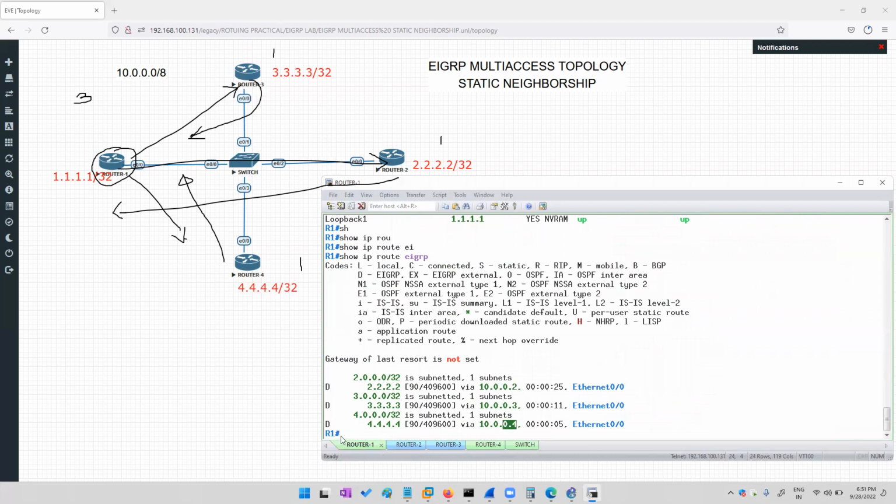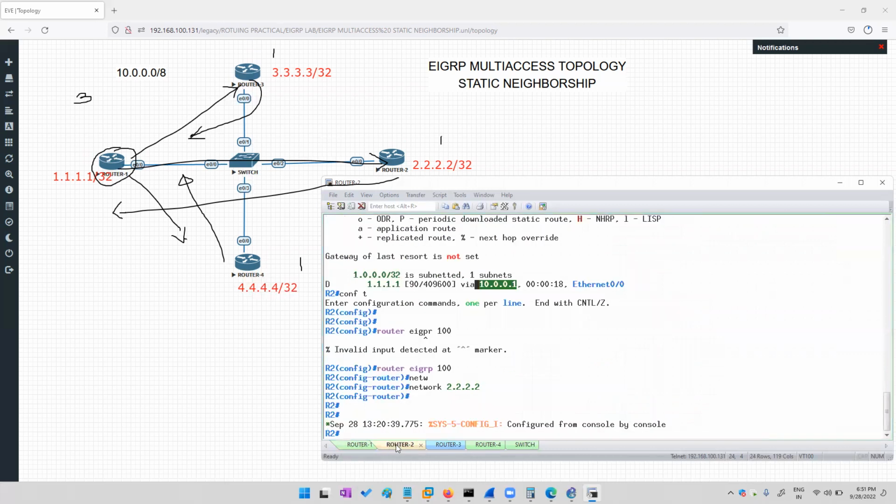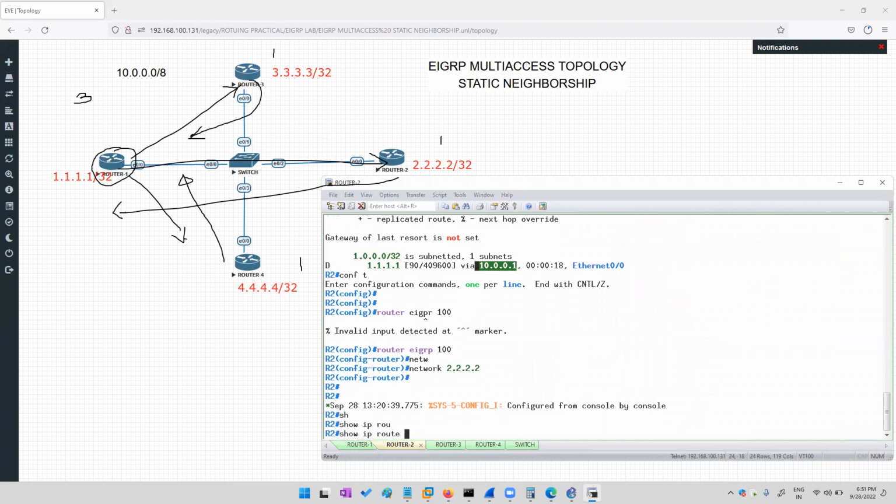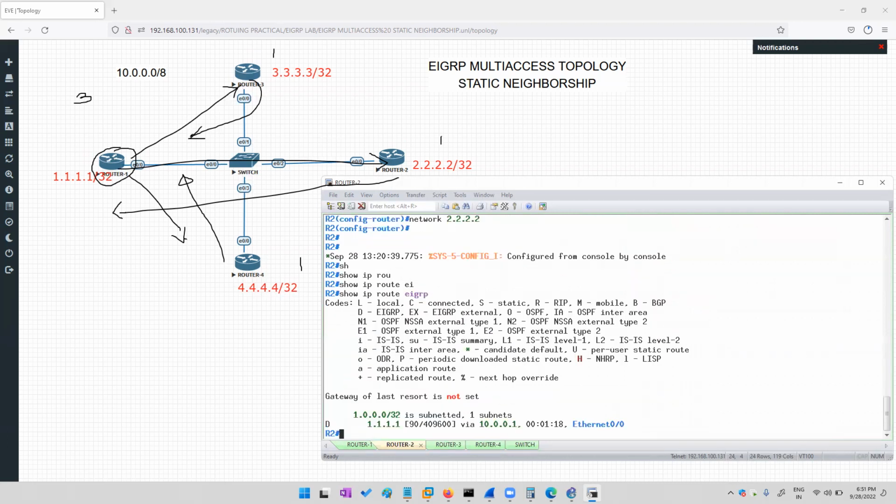But whenever R1 sends this same network information to R2, R3, R4, R2, R3, R4 each have only one neighbor. Which one? R1. Now verify on R2, show IP route EIGRP. R2, am I receiving any route? No, because the same update loop concept is in effect now.